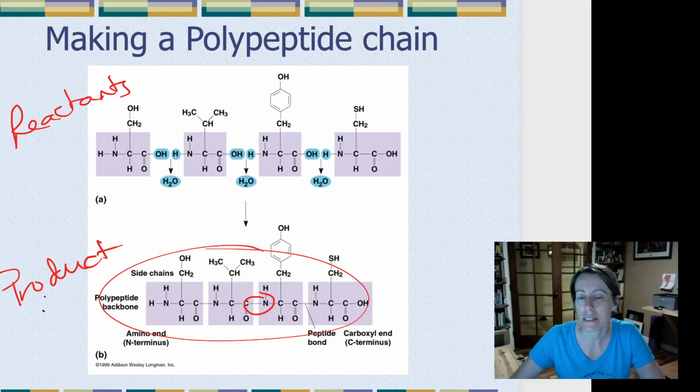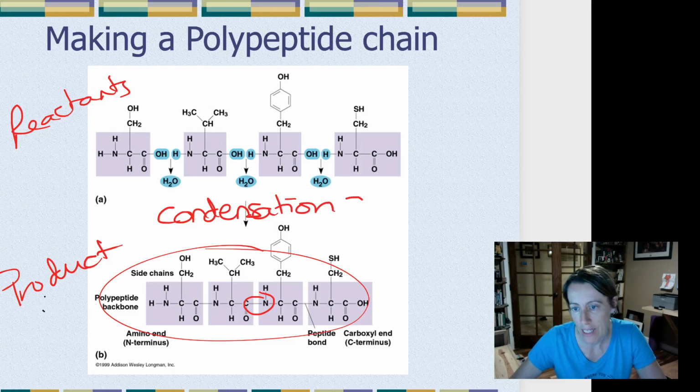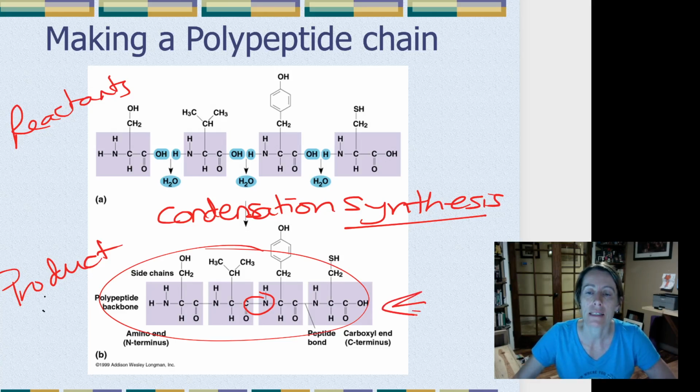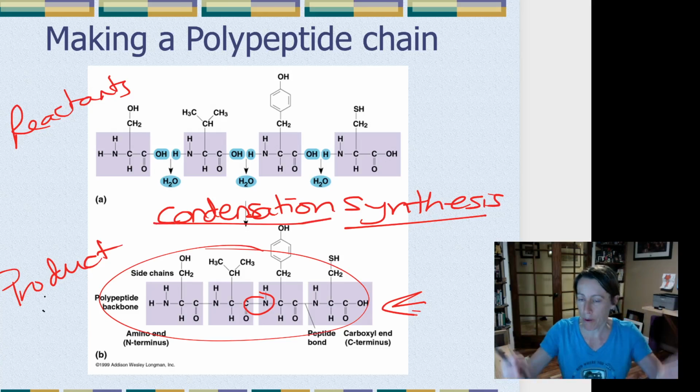This is, I'm going to write it down. Hopefully you can think of it before I finish writing it. Condensation synthesis, right? Synthesis because we're building something bigger by hooking things together. And what we're building is this long chain here. And condensation because water is appearing. Water is being pulled out. Water is appearing here. So this is how we build proteins.